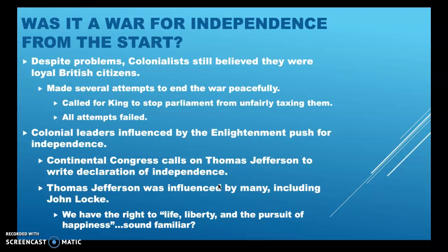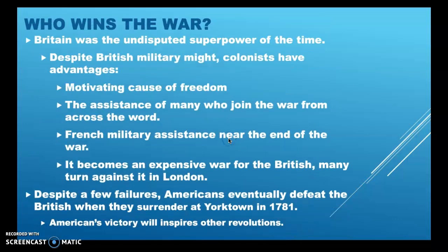And so then Thomas Jefferson is going to use some of the elements from John Locke that's going to allow this idea of being able to say, we deserve independence. We have the right to life, liberty, and the pursuit of happiness. Remember, John Locke said you have the right to life, liberty, and property. So we start to see the fight for independence begin.